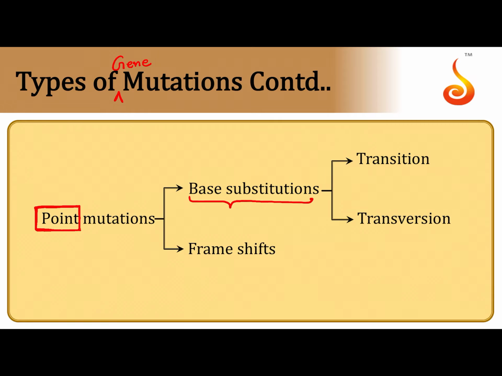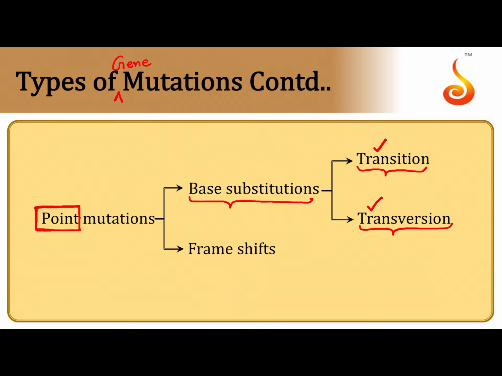Base substitution are of two types, that is transition and transversion. If a purine gets replaced or substituted by a purine, then it is called transition. However, if a purine gets substituted by a pyrimidine at a point on a gene, then it is referred to as transversion. So remember that what nitrogen base has to actually be there in a gene, that is replaced or substituted by another nitrogen base, which would alter the message on the DNA.